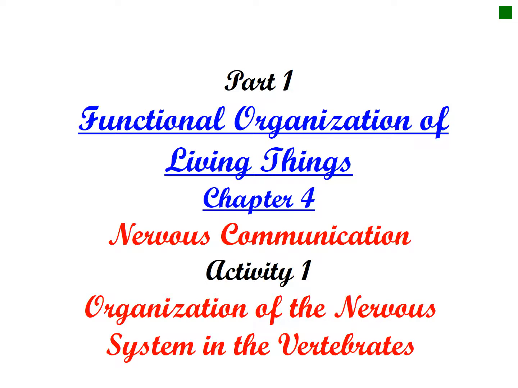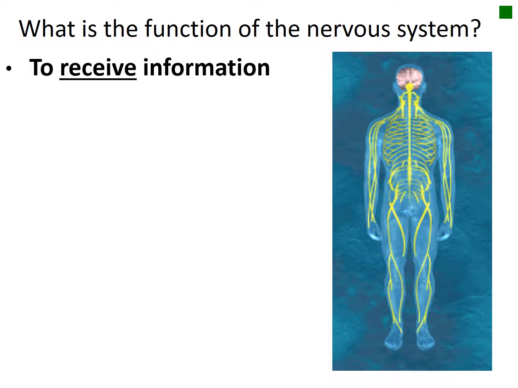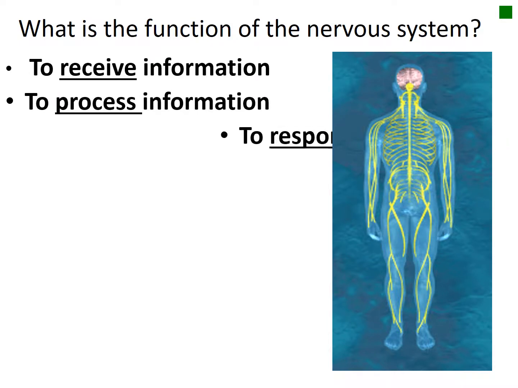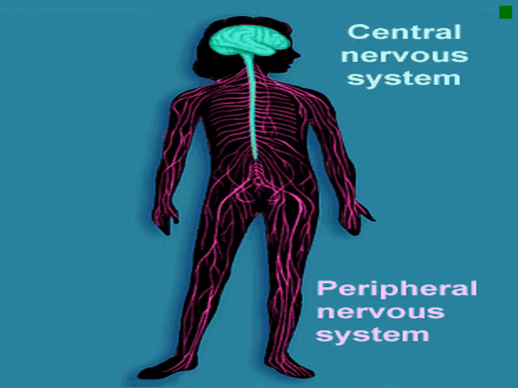We're going to talk about Chapter 4, Nervous Communication, Activity 1, Organization of the Nervous System in the Vertebrates. To start with, what is the function of the nervous system? The nervous system has the function of receiving information, processing the information, and responding or taking action. So there are three main functions of the nervous system: to receive the information, to process it, and to respond and take the proper action.